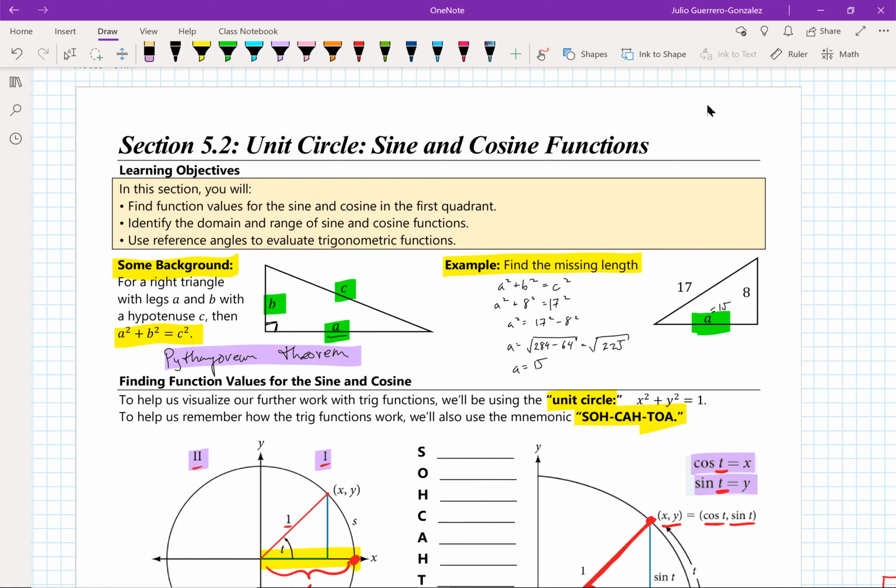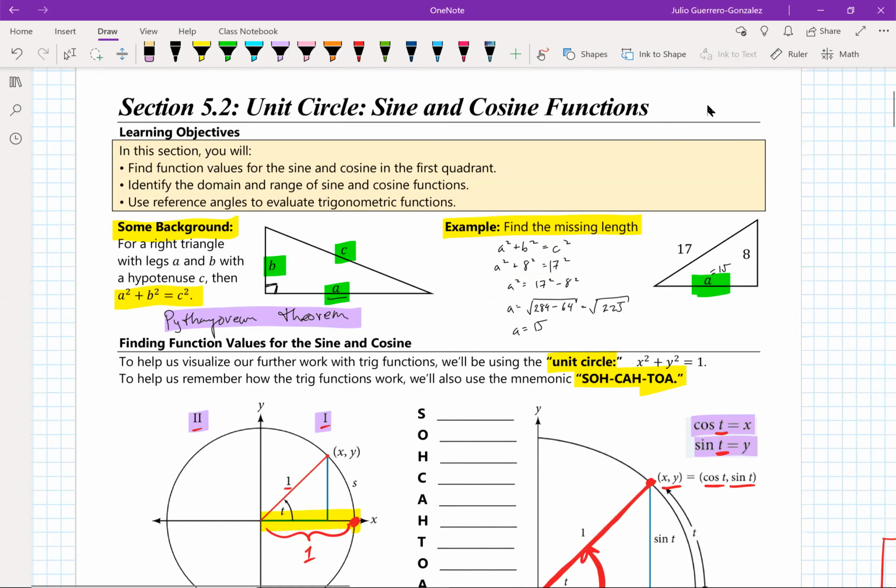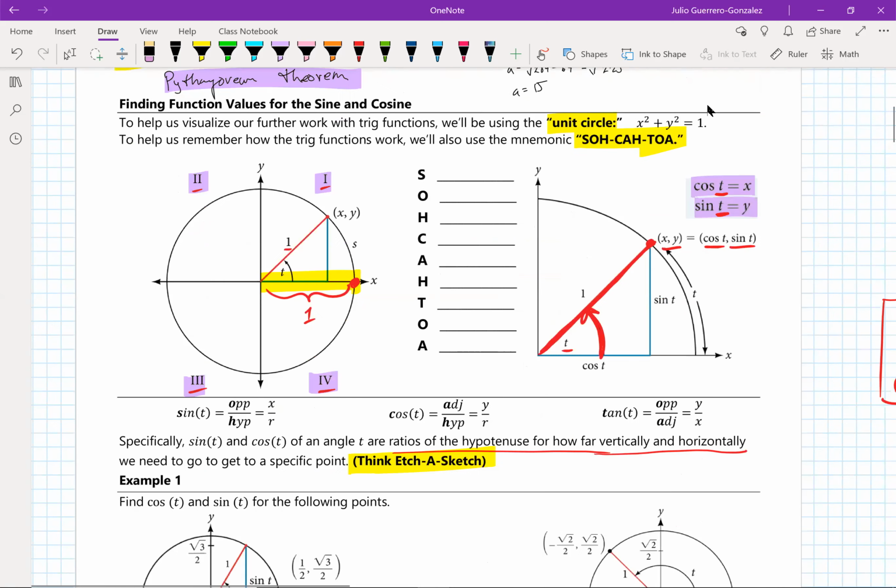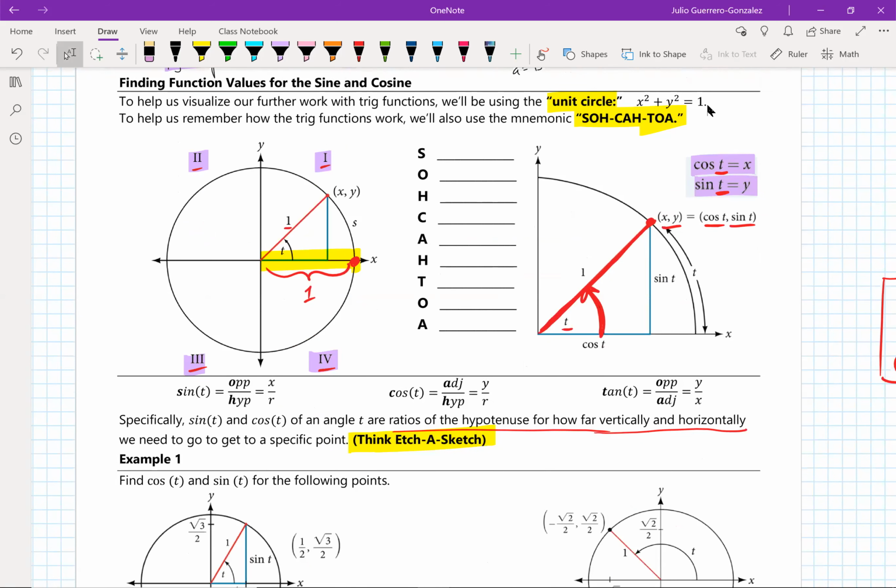Everybody should, if you haven't played around with it from high school, at least remember it from back then. We did a quick example over here for it, just so you guys can see how it worked out, because we're going to use that a lot, a lot, a lot from here on out. The next thing we did was we moved on to the unit circle.